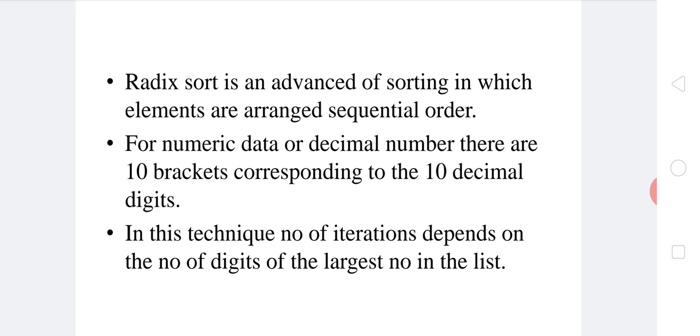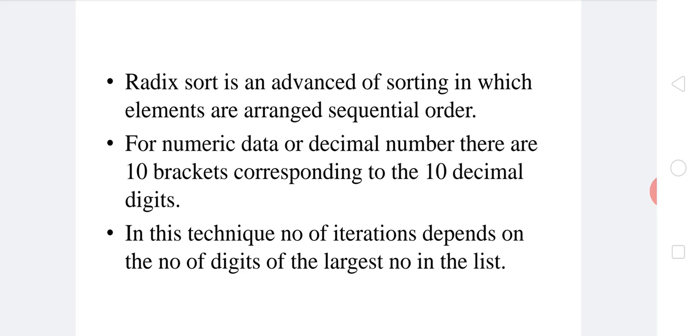Actually, radix sort is an advanced sorting method in which elements are arranged in some sequential order. For numeric data or decimal numbers, there are 10 buckets corresponding to the 10 decimal digits. As you know, digits go from 0 to 9. That's why we take 10 buckets for the 10 decimal digits.